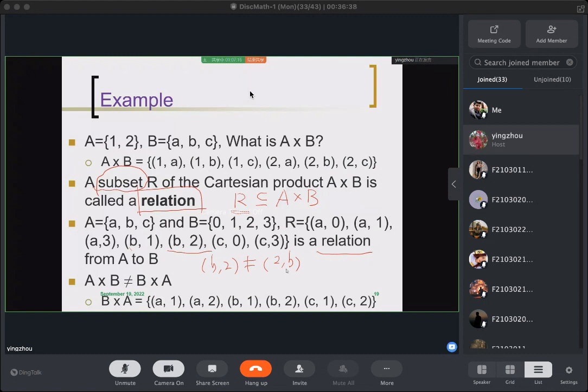For example, father and son versus son and father. They have different meanings. That means A is father and B is son. You cannot say A is son and B is father. They are different. Okay.